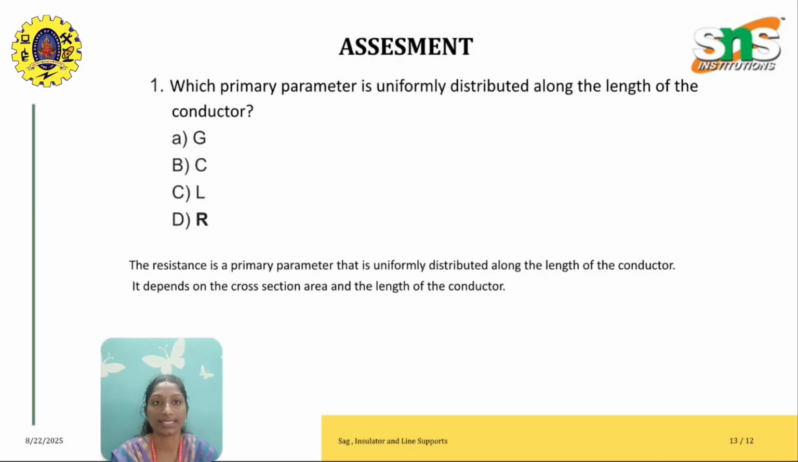We will have a short assessment: which primary parameter is uniformly distributed along the length of the conductor? It is resistance, because resistance is the primary parameter that is uniformly distributed along the length of the conductor. It depends on the cross-sectional area and the length of the conductor.